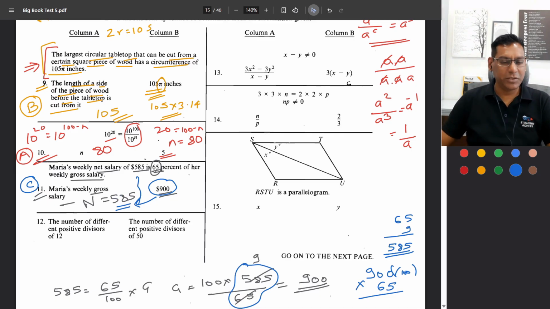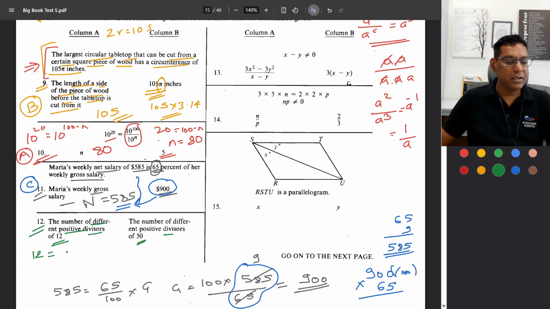So just a calculation tip that you can also work the reverse way. Question 12: the number of different positive divisors of 12, and the number of different positive divisors of 50. Okay, so this will have to be worked out.